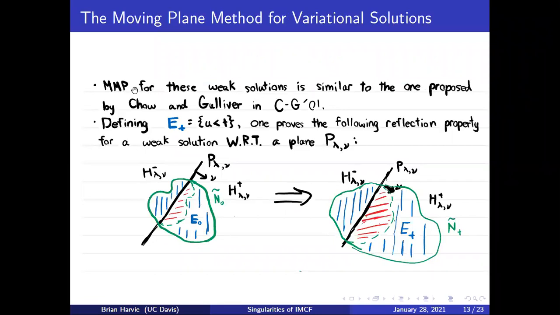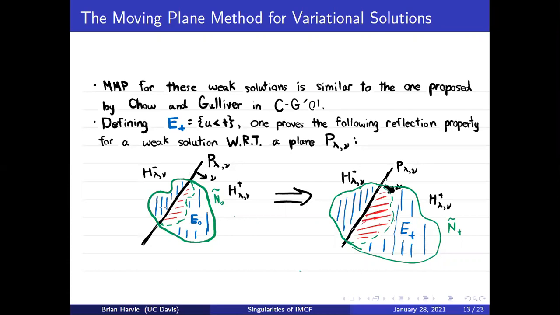The method of moving planes that I used in my paper was very similar to one that was proposed by Bennett Chow and Robert Gulliver in a 2001 paper. Let E_t be the set of all points where u is smaller than t for a variational solution. And you can prove a reflection property that these E_t must respect. First, fix a plane in R^(n+1) called P_λ,ν. This plane divides R^(n+1) into a lower half plane and an upper half plane, depending on the orientation of P, or of ν.